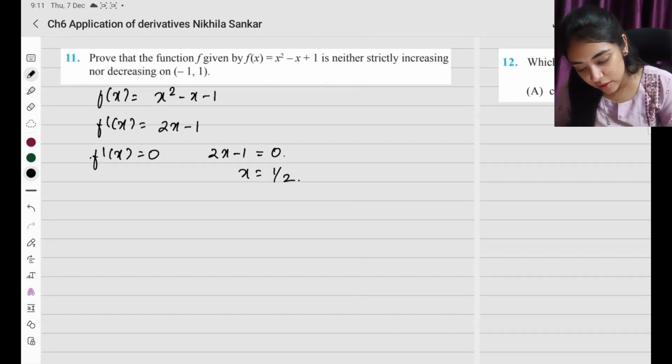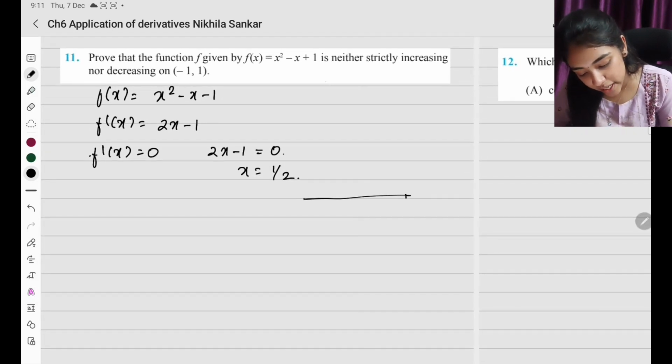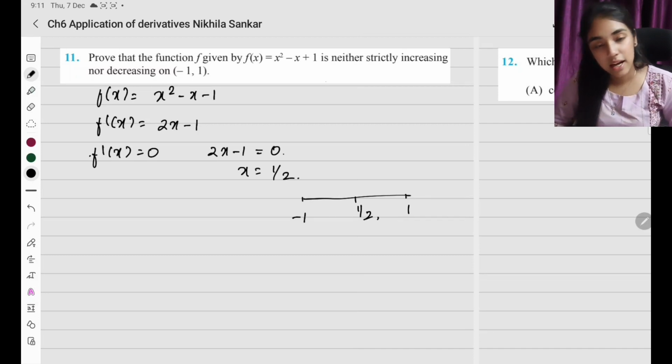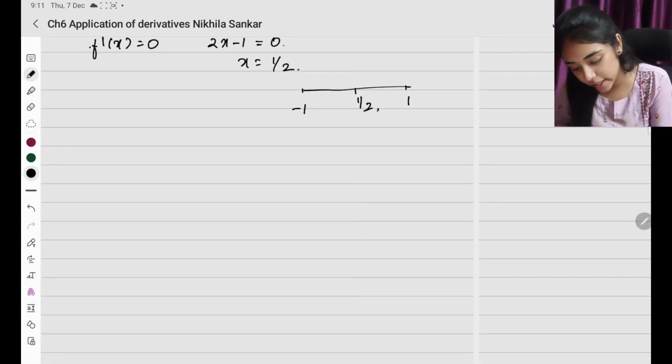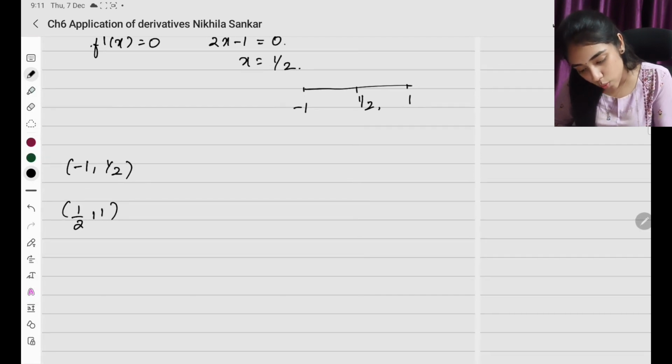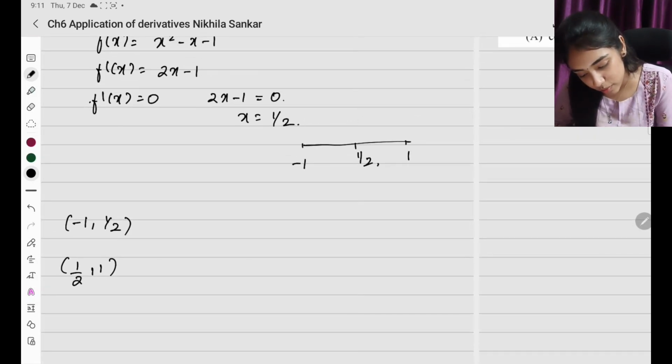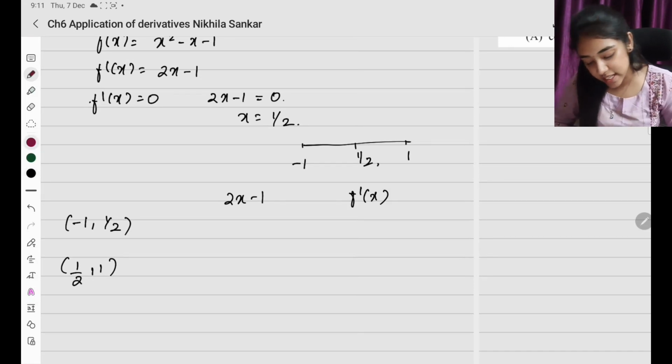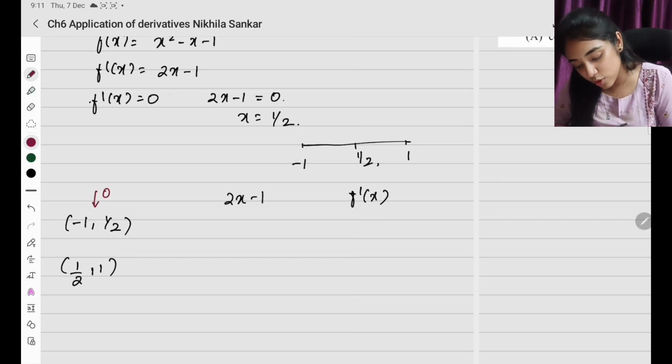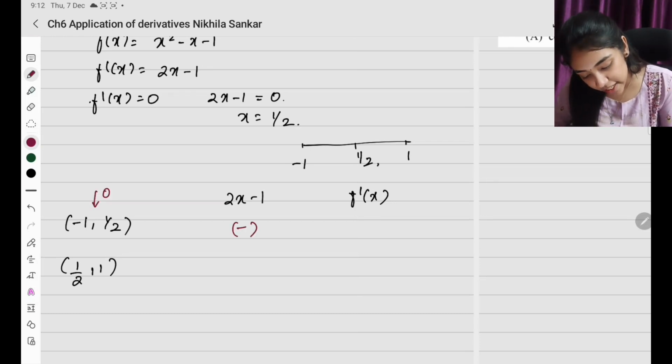Now what is my interval going to be? Minus 1 to 1. So instead of minus infinity to infinity it is going to be minus 1 to 1. And I have a half in between. So I need to check for the following intervals: minus 1 to half, and half to 1. And what is my f dash of x? It is going to be 2x minus 1. And I need to see if it's increasing or decreasing. So for minus 1 to half, substitute some value, 0. So I have 0, it is going to be negative, which is in total less than 0.